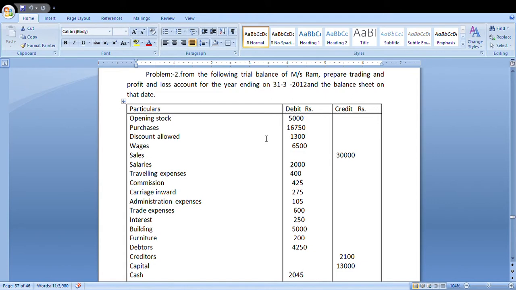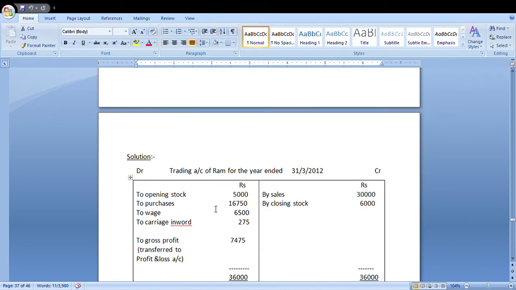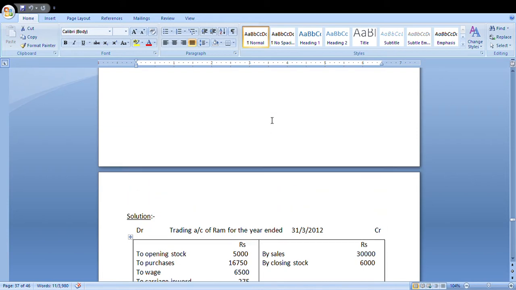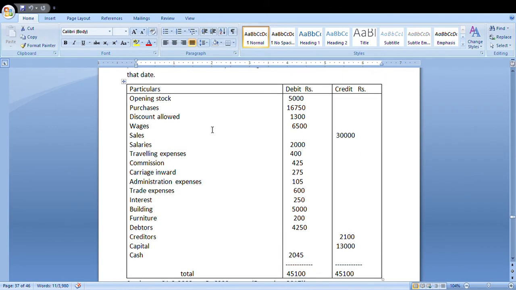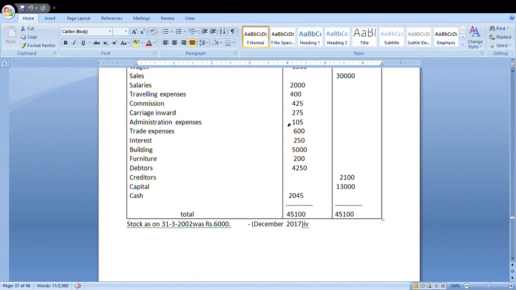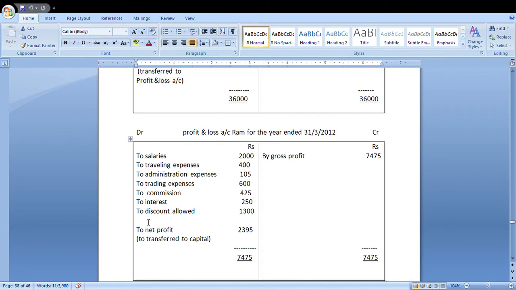Next, purchases. To purchases. Any purchase returns are deducted from purchases; this problem has no purchase returns. Next, discount allowed. It is an expenditure, so it is entered in the profit and loss account. Discount allowed 1,300.